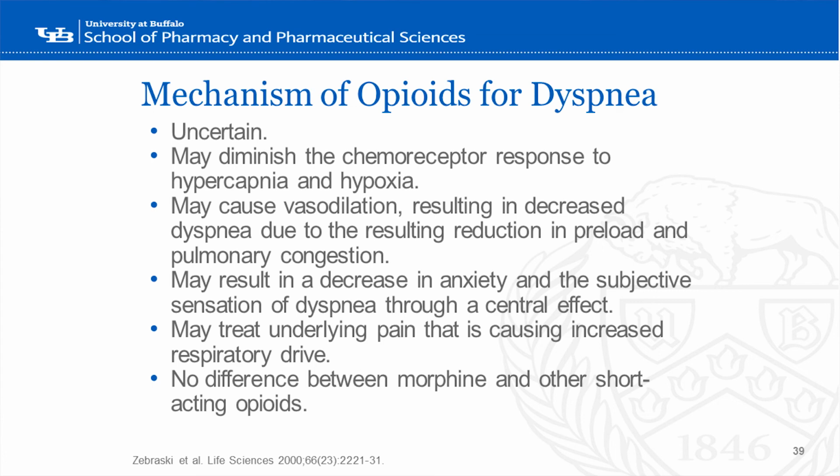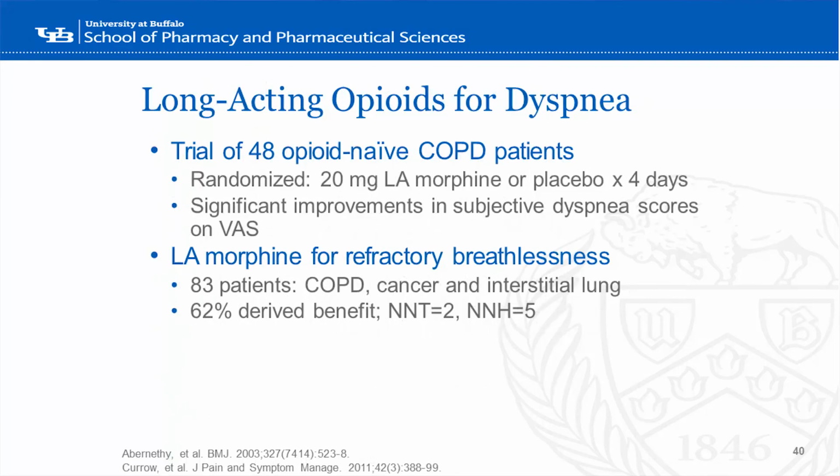One thing to note is that there's really no difference between morphine and any of the short-acting opioids. All of them will have the same effect on dyspnea. When it comes to long-acting opioids for dyspnea, there's a couple different trials. One in a group of COPD patients where long-acting morphine was given and there were significant improvements in the subjective dyspnea scores of the patients.